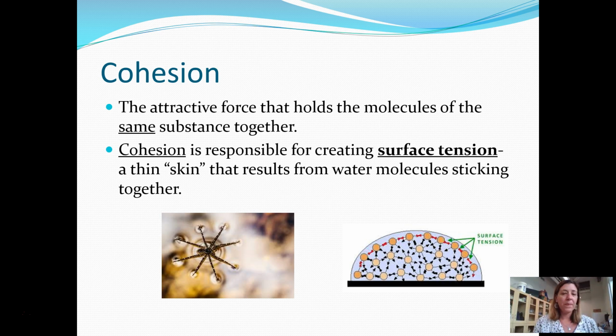This is because of surface tension that is created. Here it says cohesion is responsible for creating surface tension, a thin skin that results from water molecules sticking together. Surface tension is what is holding this water droplet together, because of that attractive force holding the molecules together. Surface tension is what allows the spider to walk on the surface of water, right? We've all seen little insects that are able to walk on water. That's because of surface tension.